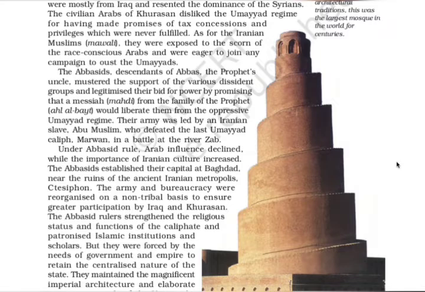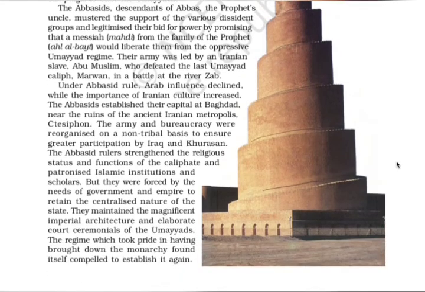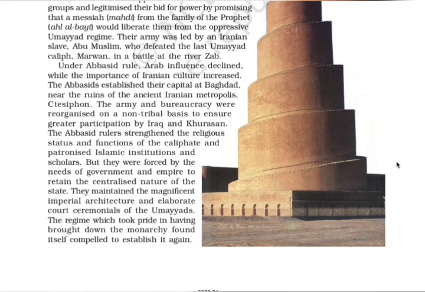Under Abbasid rule, Arab influence declined while the importance of Iranian culture increased. The Abbasids established their capital at Baghdad, near the ruins of the ancient Iranian metropolis, Ctesiphon. The army and bureaucracy were reorganized on a non-tribal basis to ensure greater participation by Iraq and Khorasan. The Abbasid rulers strengthened the religious status and functions of the Caliphate and patronized Islamic institutions and scholars. But they were forced by the needs of government and empire to retain the centralized nature of the state. They maintained the magnificent imperial architecture and elaborate court ceremonials of the Umayyads. The regime, which took pride in having brought down the monarchy, found itself compelled to establish it again.